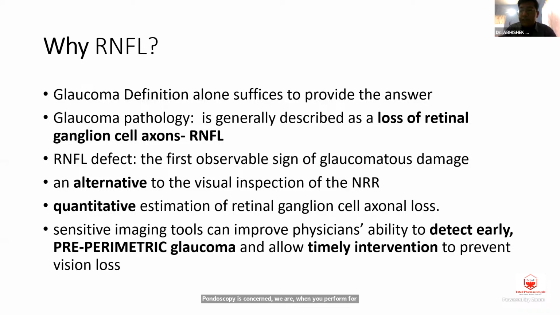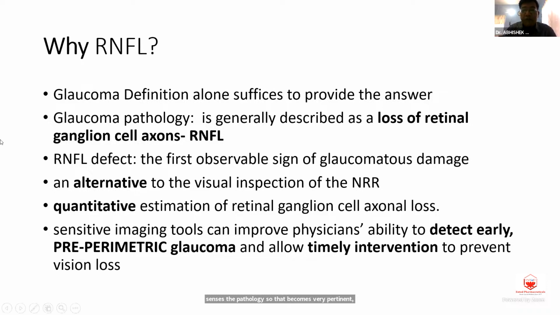So the definition itself says it's an optic neuropathy. And what is the optic nerve? It's basically the axons of the ganglion cells. So if the defect is in those cells, that is what you have to evaluate. And the loss of retinal ganglion cells is the pathology. So that becomes very pertinent, and the why part is explained by this only.